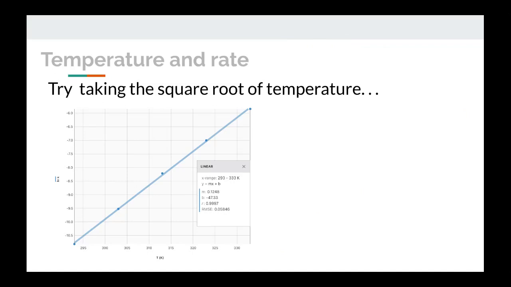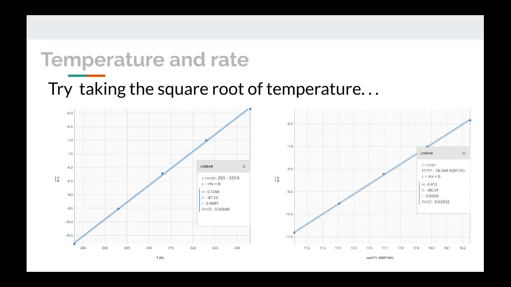That slight curve suggests that we should take the square root of the temperature values because it kind of looks like a side opening parabola. If we try taking the square root of all the temperatures, in fact, the R value does increase, but it does not make the arc go away. It still looks kind of arced.